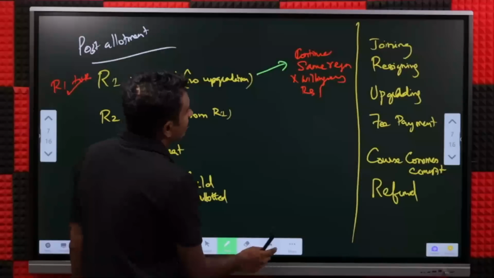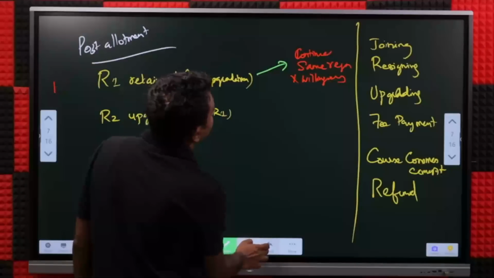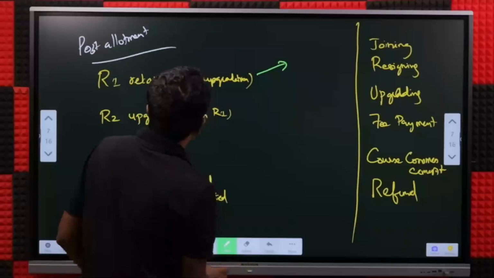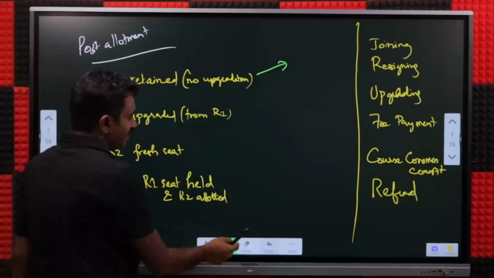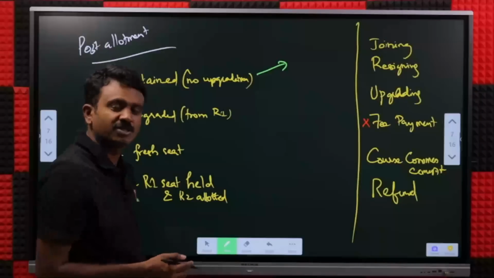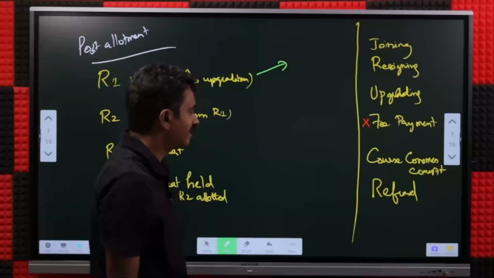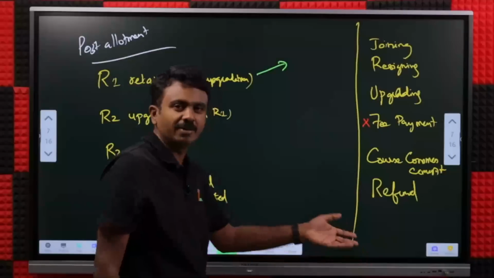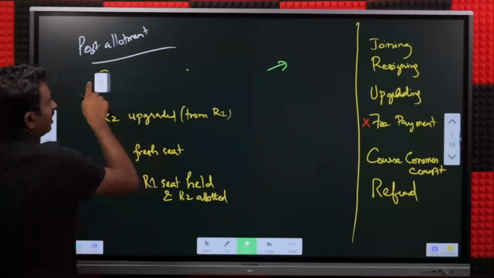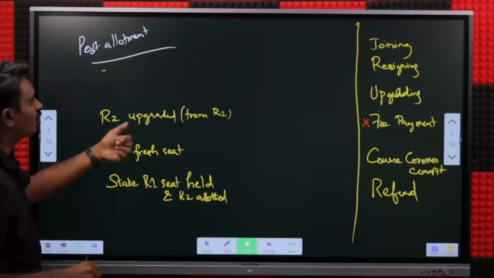So this is providing willingness. Now the next thing is fee payment. Do you need to make any fee payment if you are retaining the same seat? No, you don't need to make any fee payment, right? You already paid the fee to the first round institute, nothing else to be paid. Course commencement we already discussed. If it is an MDMS seat, refund of fee not applicable here because you are in the same institute. So we have covered this part where R1 retained and not upgraded. We will go to the next one where R2 upgraded from R1.